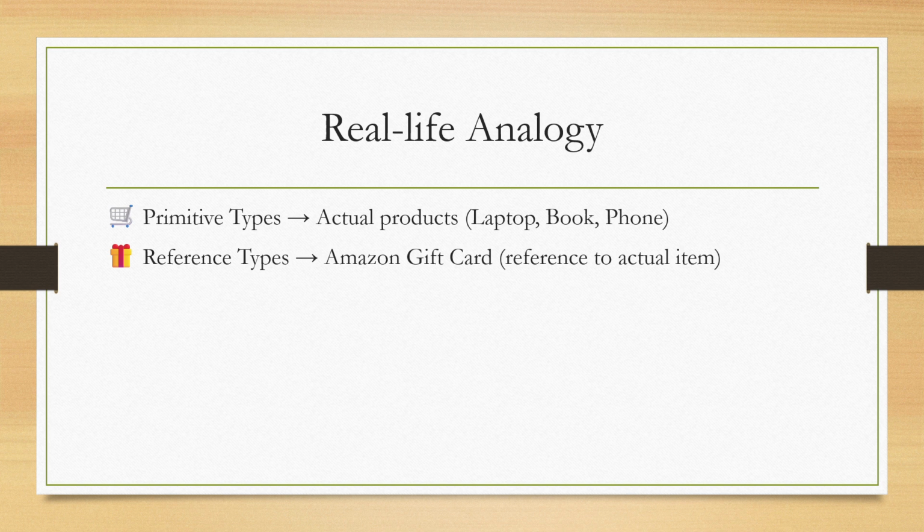Let me explain with a real life example. Primitive types are like buying a real product like a laptop, phone or book. You directly have the item in your hand. Reference types are like an Amazon gift card. The gift card itself is not the product. It is just a reference which you can use to get the actual product later. So primitive are direct and reference are indirect.